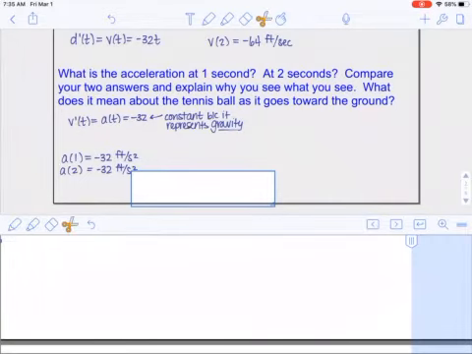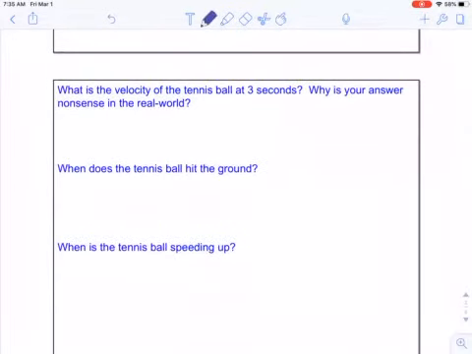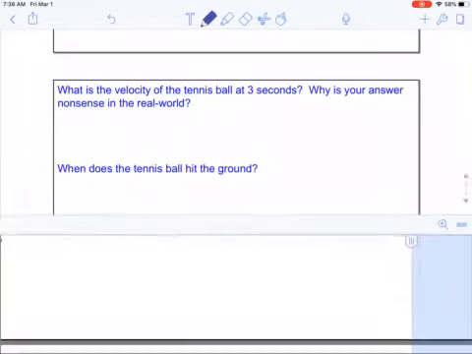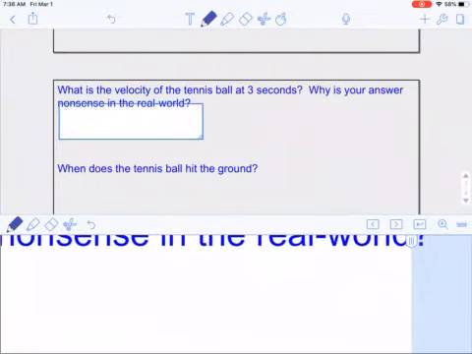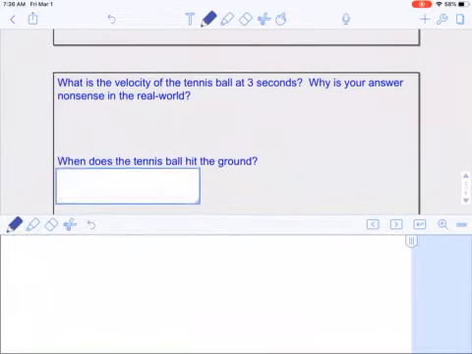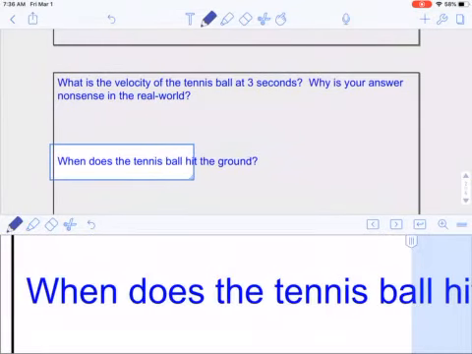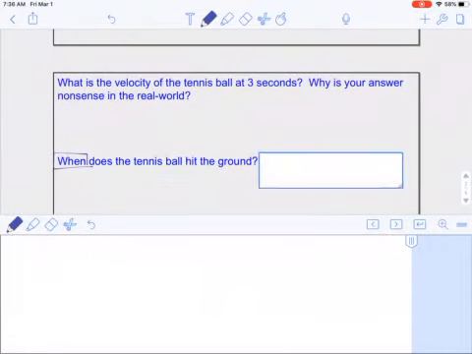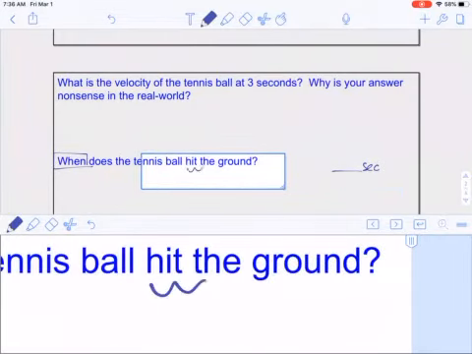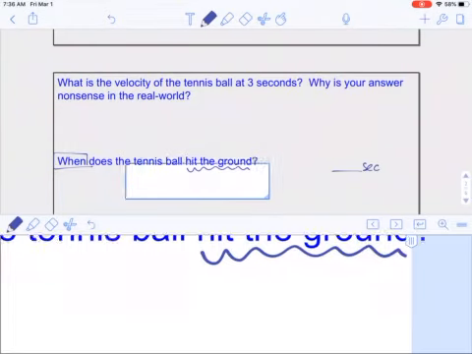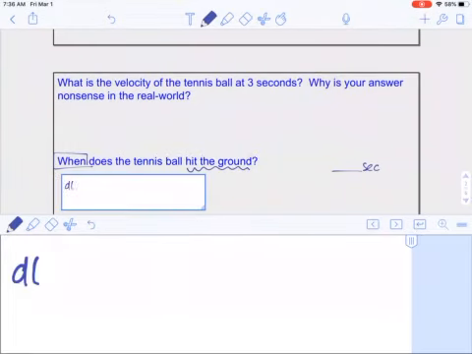All right, let's keep it moving here. What is the velocity of the ball at 3 seconds? Let's take a look. Actually, I'm going to come back to this question. Let's do when will the tennis ball hit the ground. This is a when question, so I know that my answer is going to be seconds. And hitting the ground is a place to be, so hitting the ground means when the position equals 0.